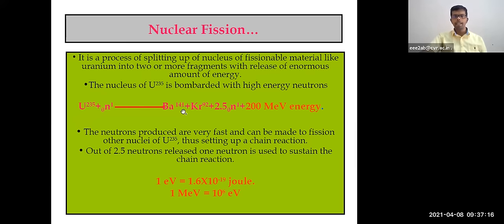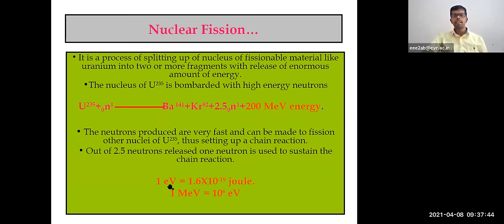It will give barium-141 and krypton-92 (Kr-92) plus 2.5 neutrons (n1), and 200 mega electron volts of energy is being produced.